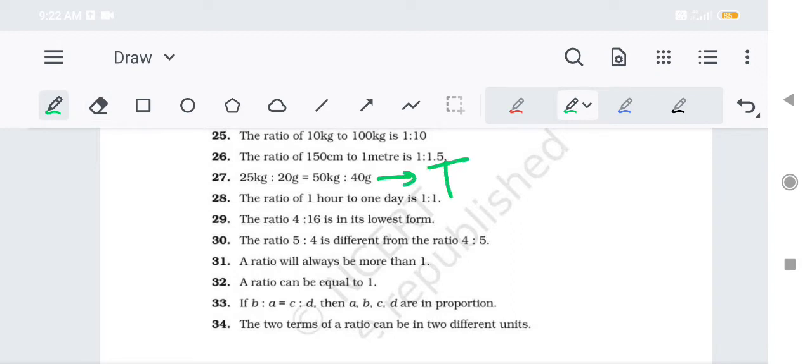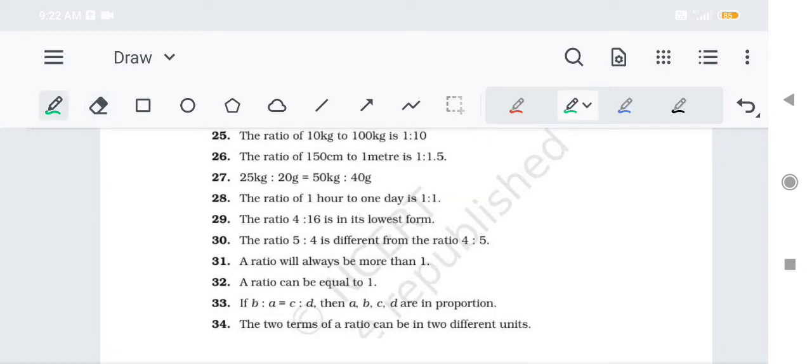But keep it in your mind, you have to check the units properly, whether they are in the same unit or not. If they are given in the same unit, then it's okay. If they are not given in the same unit, don't forget to convert the units properly. Okay, let's come to the next sum.